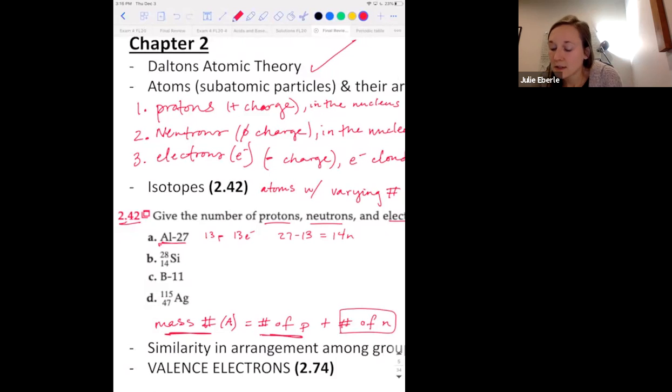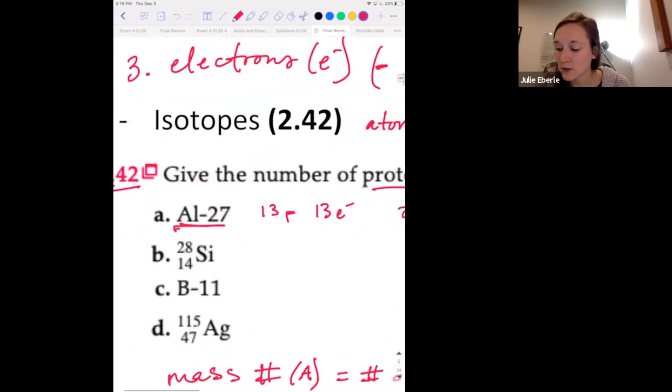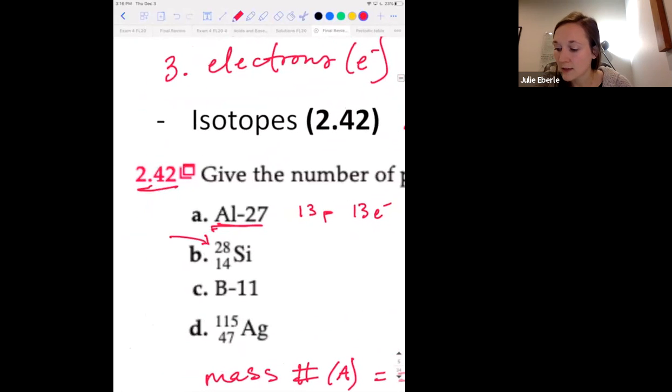Okay, next, B. We have the element symbol. You can always go to the periodic table because you'll always have the symbol, and you can find the number of protons and electrons from that. But it gives you two numbers. The top one is larger, and the top one will always be the mass number. The bottom one will always be the atomic number.